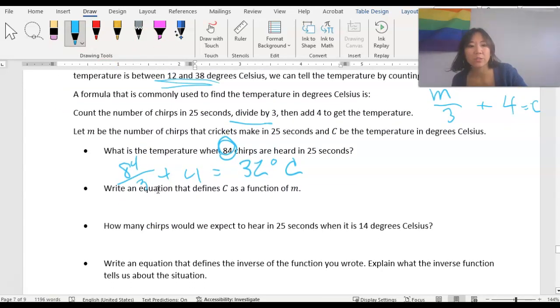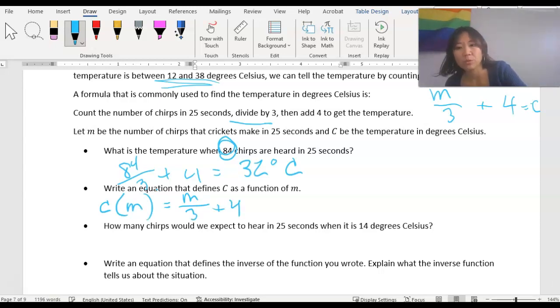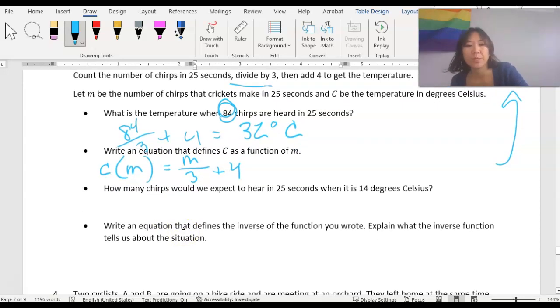So write an equation that defines c as a function of m. So c of m equals m divided by 3 plus 4, which we very naturally did up here. How many chirps would we expect to hear in 25 seconds when it is 14 degrees?